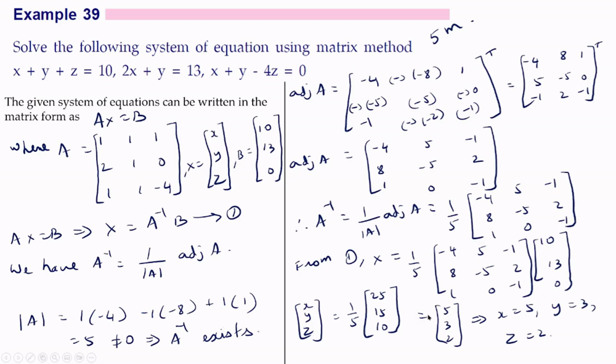So here a similar question was given in the sample paper for 5 marks. Here finding A inverse up to this step carries 2 marks, and then finding the values for x, y, and z and writing it separately, the remaining part, carries 3 marks. So a total of 5 marks.